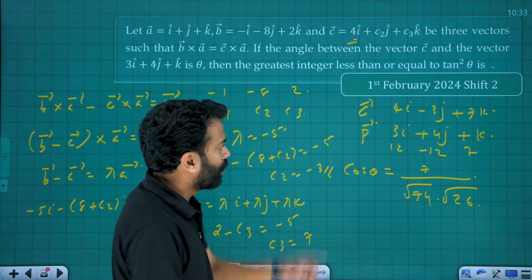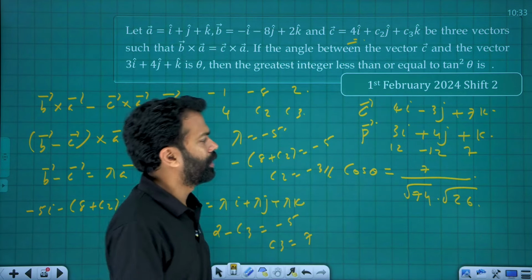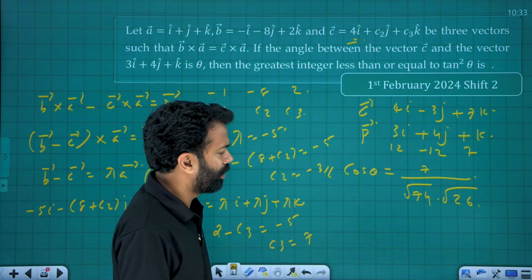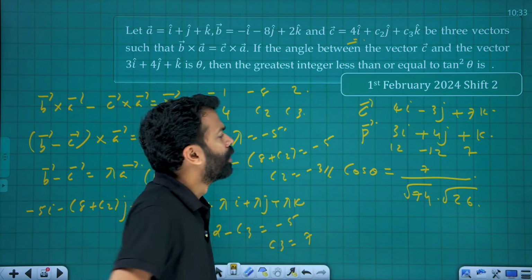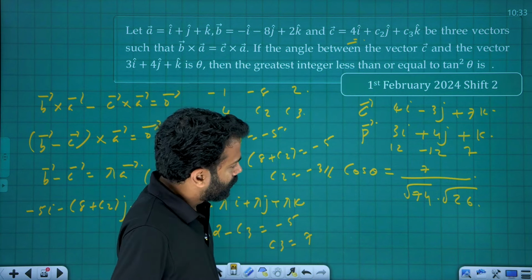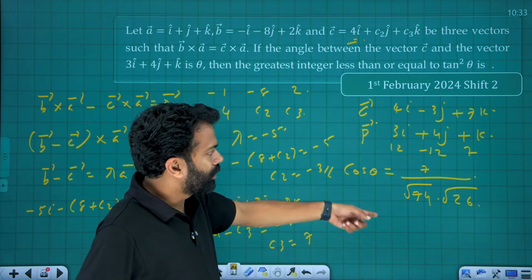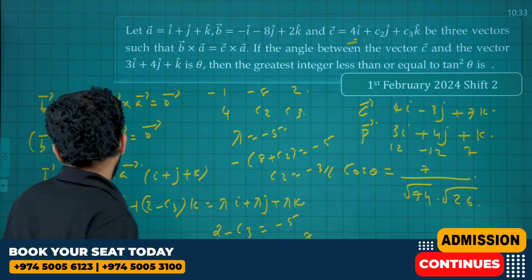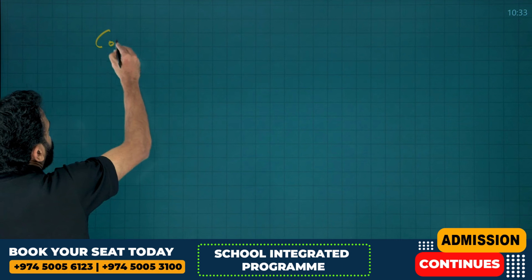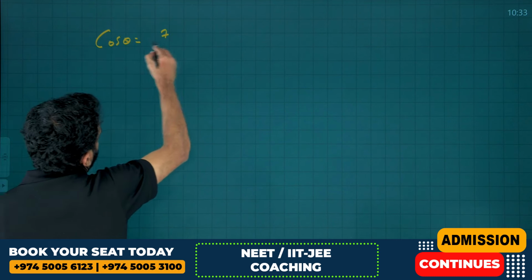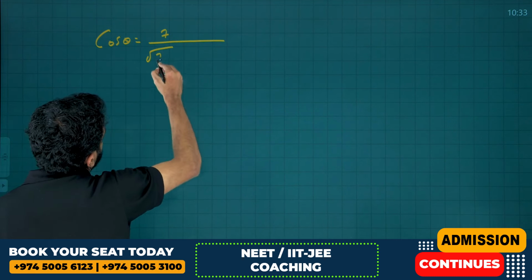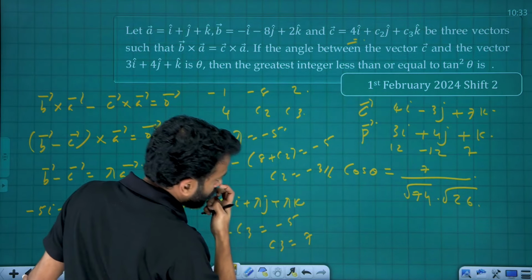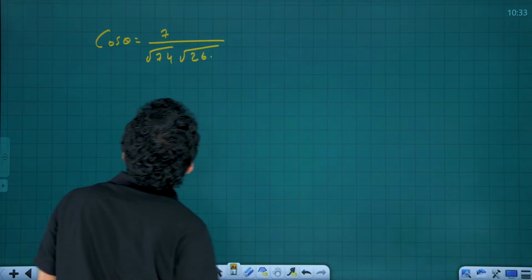Okay. So from here we need to form tan square theta. Usually we will draw a right triangle and square it, and you will get the final result. We can use other methods and we need to move to the next slide. Cos theta is equal to 7 by root 74 into root 26, right? Cos theta is equal to 7 by root 74 into root 26.